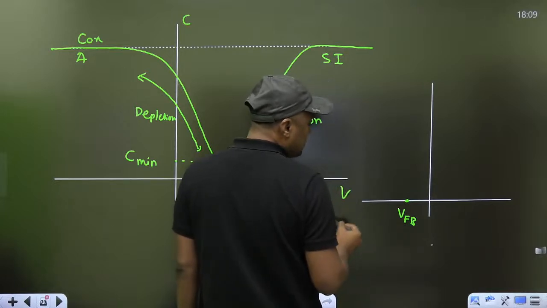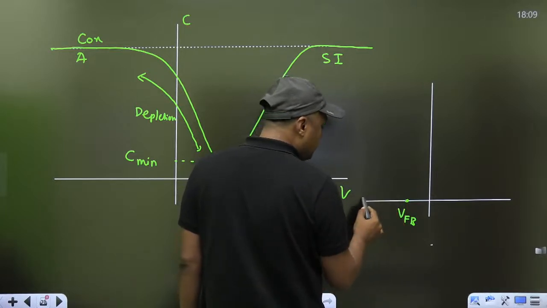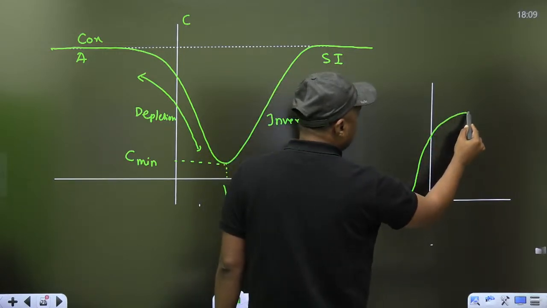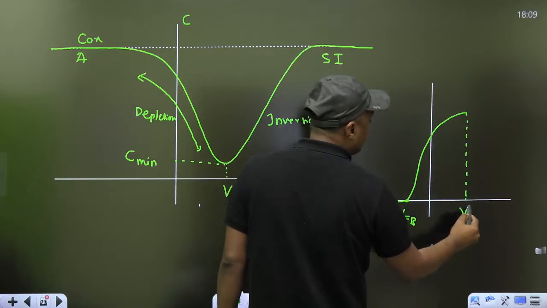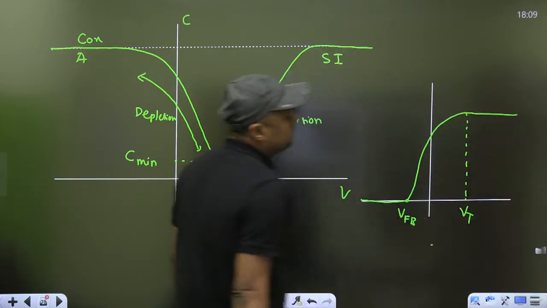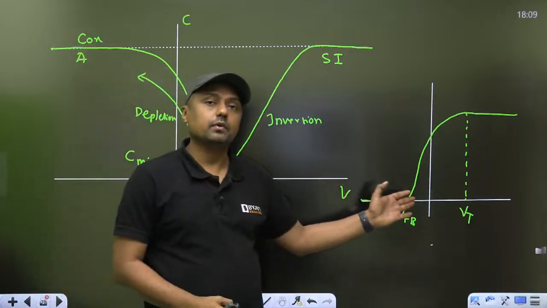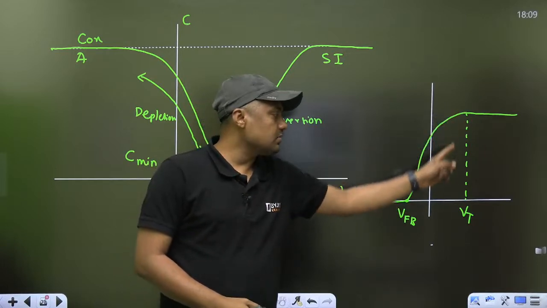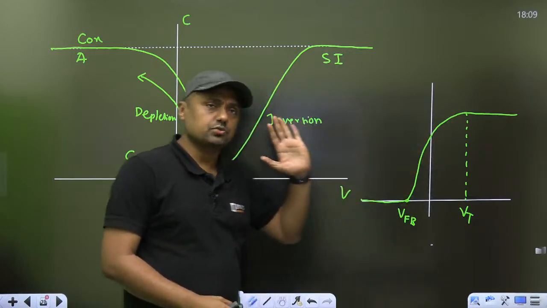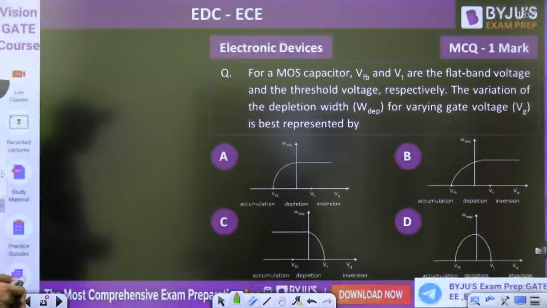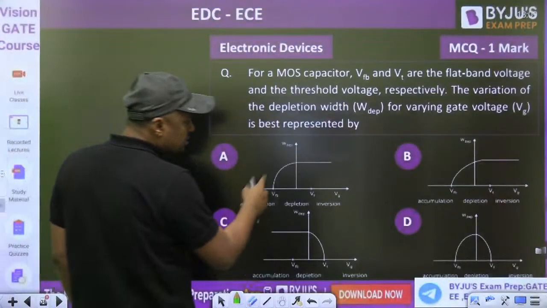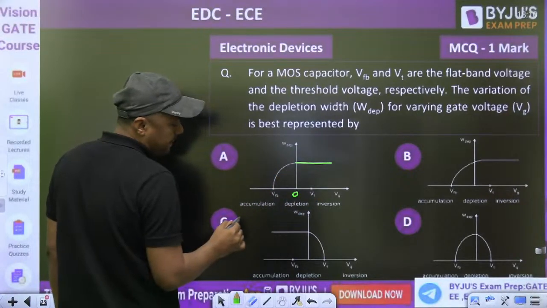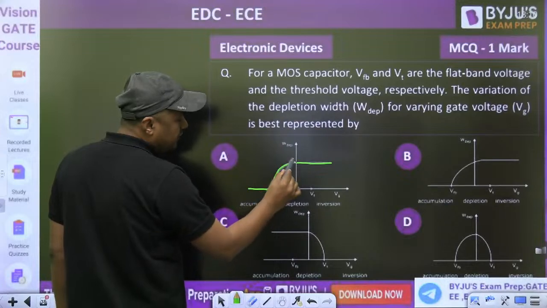Now what about the depletion layer? The depletion layer will start increasing from this point and reach maximum at VT, and after that it will become constant. That type of curve we should get. The depletion layer starts increasing from the flat band voltage, reaches maximum exactly at VT, then saturates. You can say, sir, there are two types of curve, this one and that, but it is saturated at 0 voltage only. After 0 it is constant. It will start from the flat band, and after 0 it is constant.